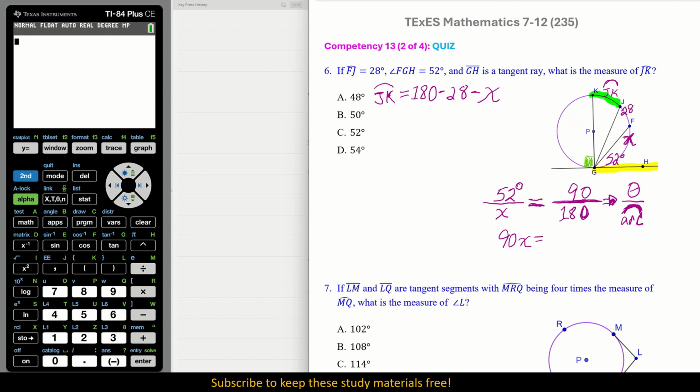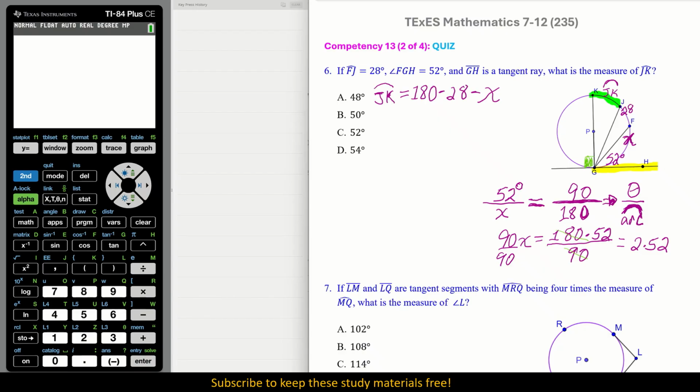90x equals 180 times 52. Divide both sides by the 90. I can already see that you're going to be canceling out, and in the end, this will be 2 times 52. And if you look at the comparison where we started, like I was saying, that's what we have.